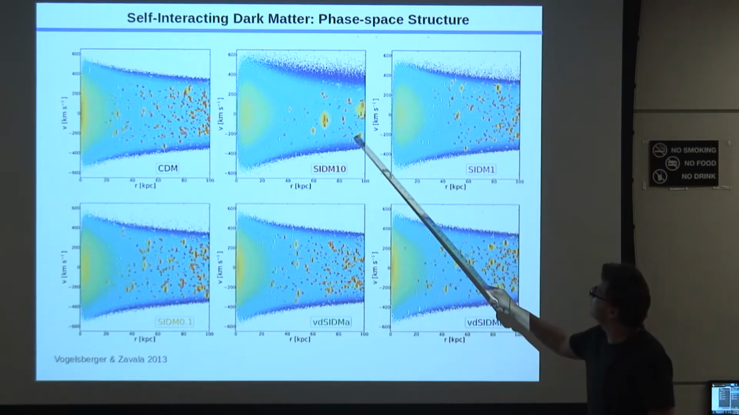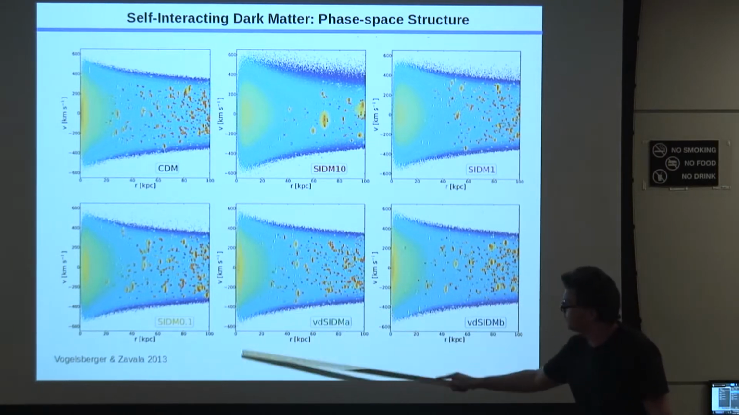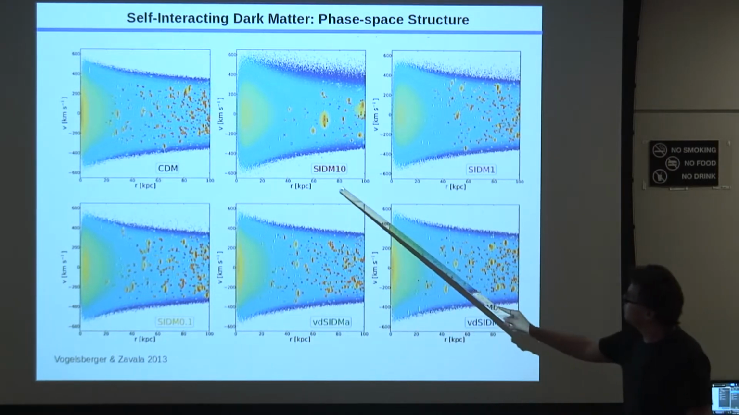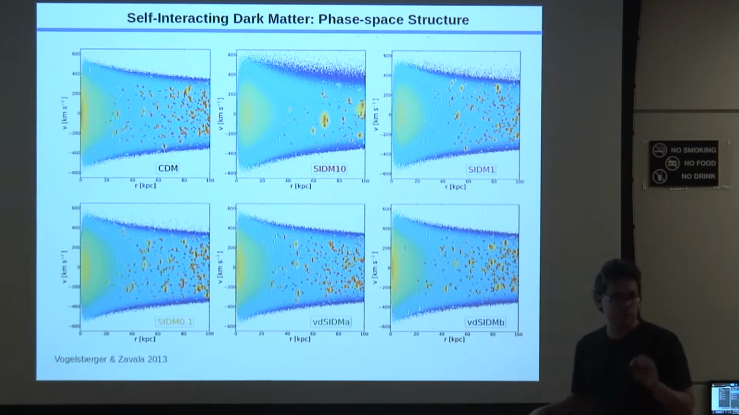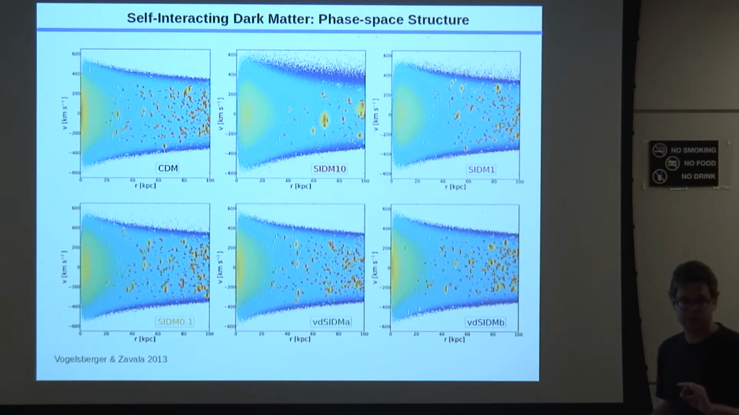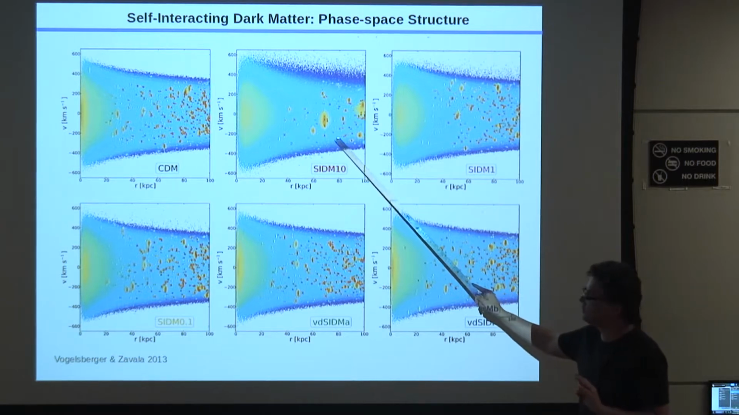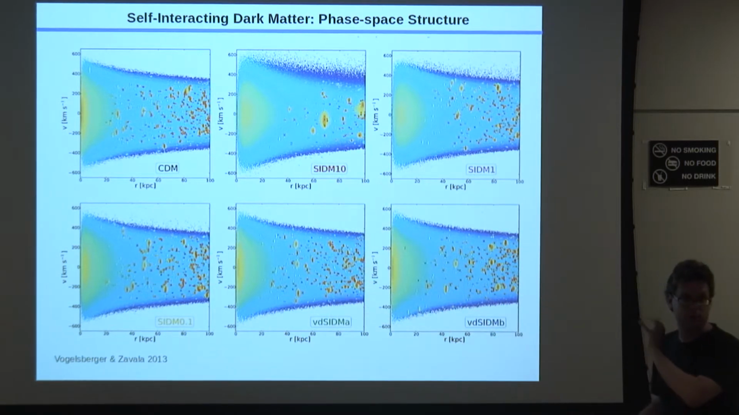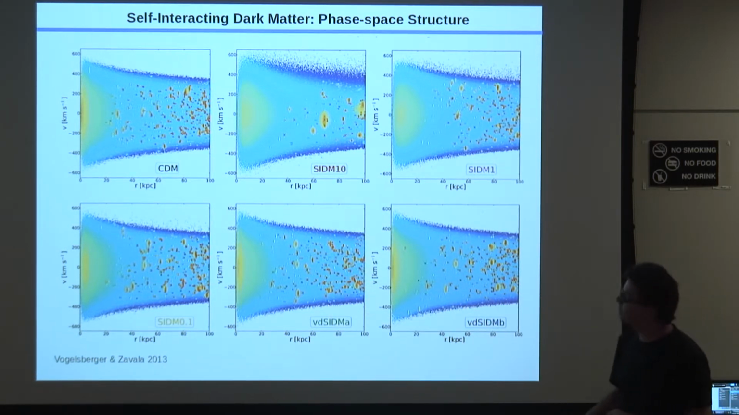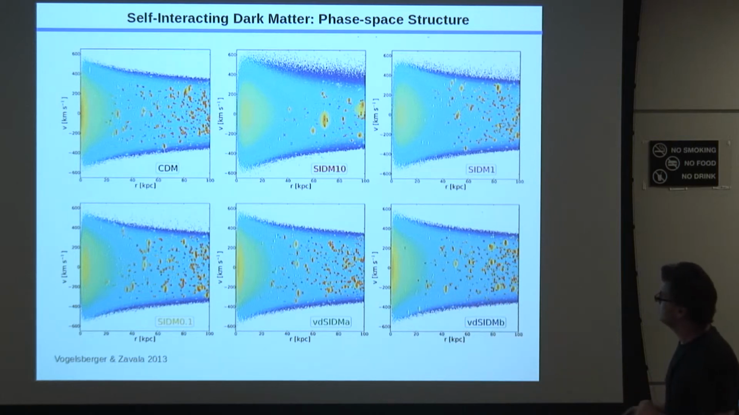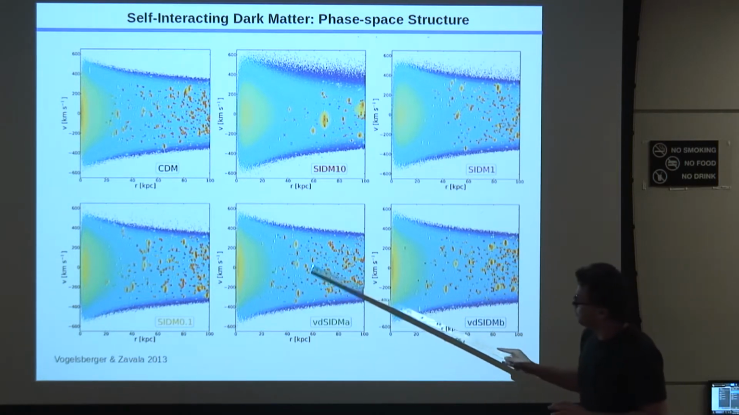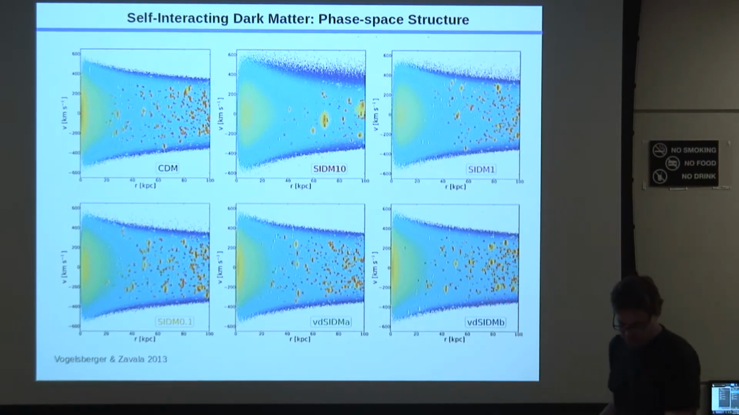All these points here are substructure in this velocity-position space, and you erase a lot of it here, mainly because of the large cross-section. But again, let me remind you that that model is ruled out. It's just shown as an extreme case. For most of the other models, you see some differences, but clearly the amount of substructure is not strongly affected.